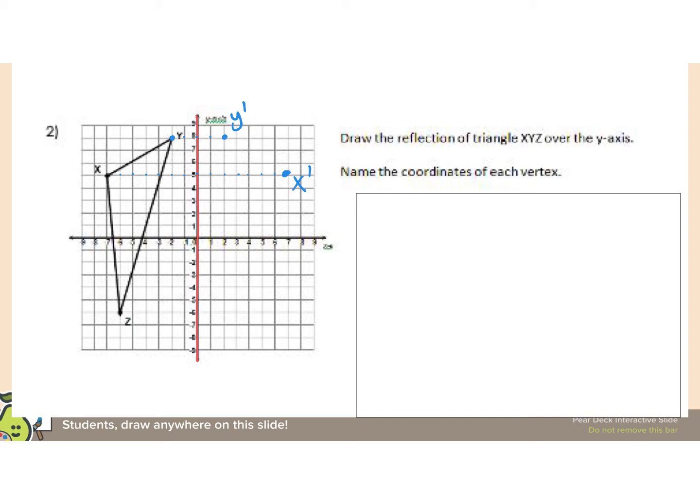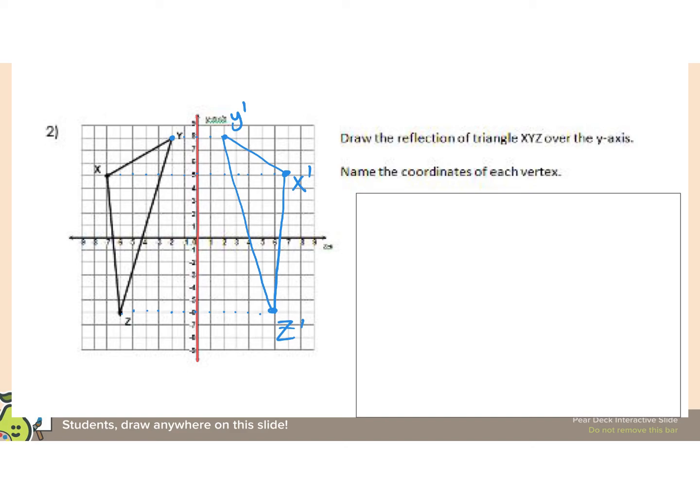That is x prime. Final point, z down here is 1, 2, 3, 4, 5, 6. So go 6 the other direction. 1, 2, 3, 4, 5, 6. And label that z prime. Very carefully, you're going to connect with straight lines to make your new triangle. So see how it's now facing the other direction?